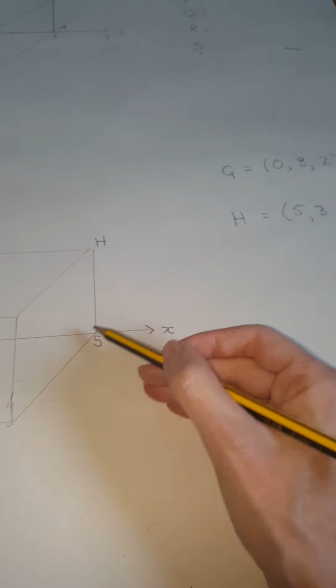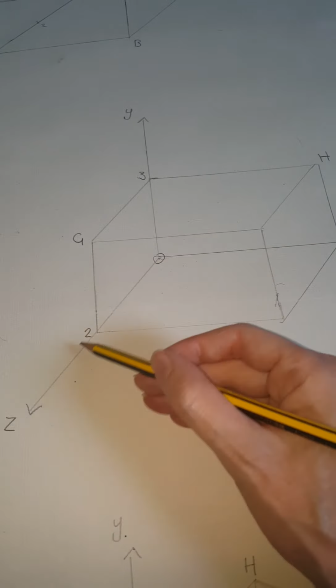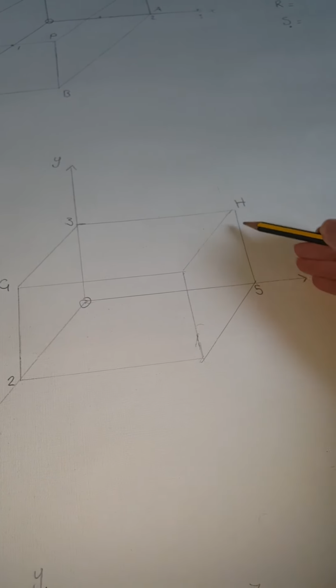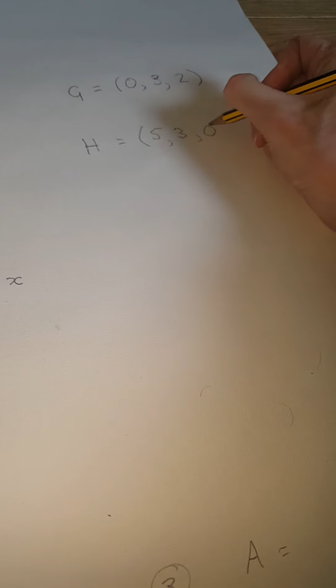And how far along the z axis? So the z axis is there. Well, we don't go out on the z axis at all for H. So the z coordinate of H is 0.